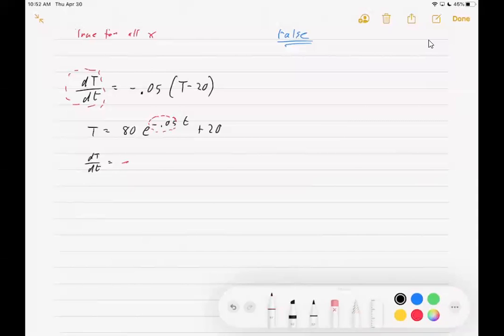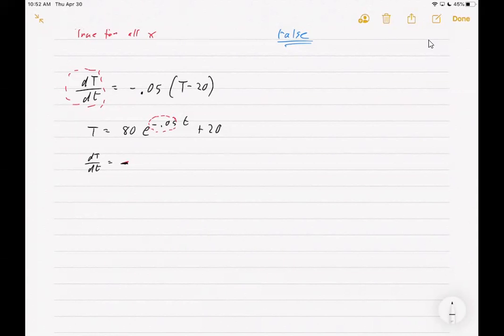Negative, and 0.05 times 80 should be 4, I believe. Let me just double check that. 5% of 80, yes, that would be 4. And then we have e to the negative 0.05t back again. And then the derivative of the 20 is 0. So negative 4 e to the negative 0.05t is in fact the derivative of temperature with respect to time.